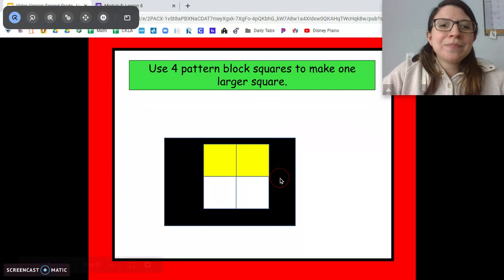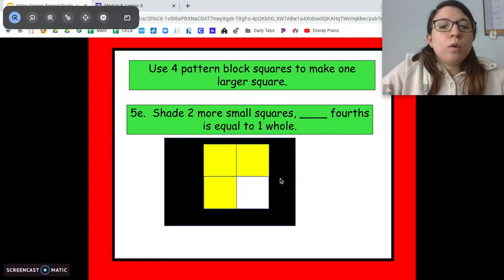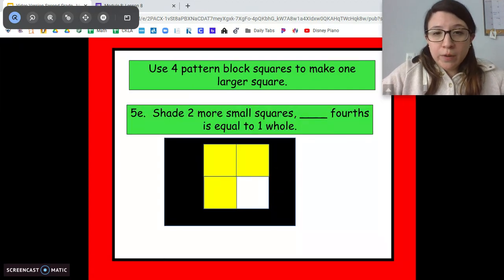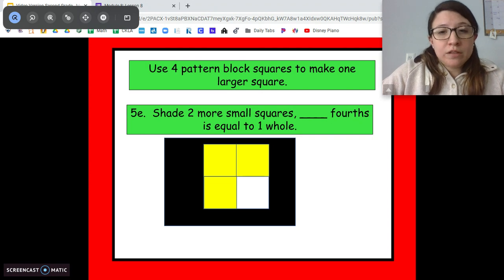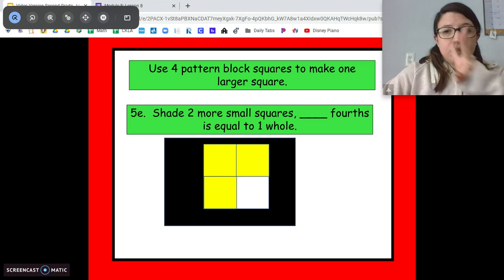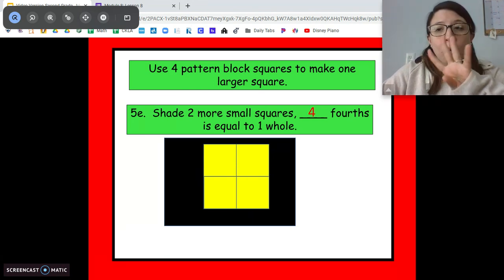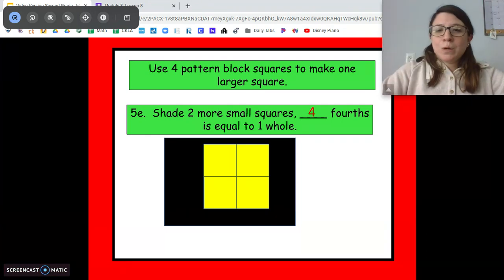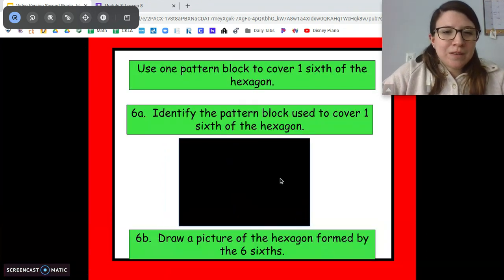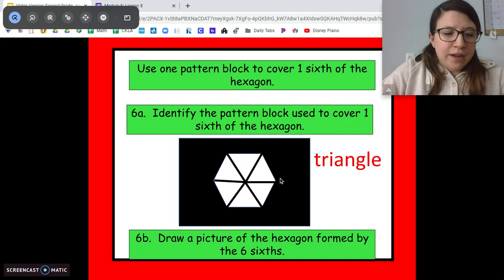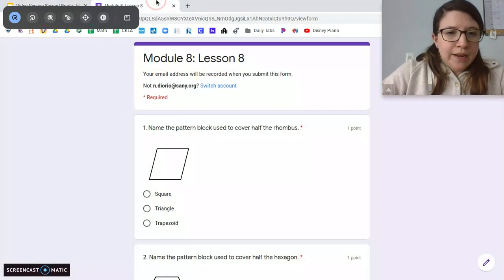Pretty cool, right? So if we color in one more fourth, one more small square, how many squares are colored in now? How many fourths? 3/4. If we color in one more, we get 4/4, and that's equal to 1 whole. Awesome.